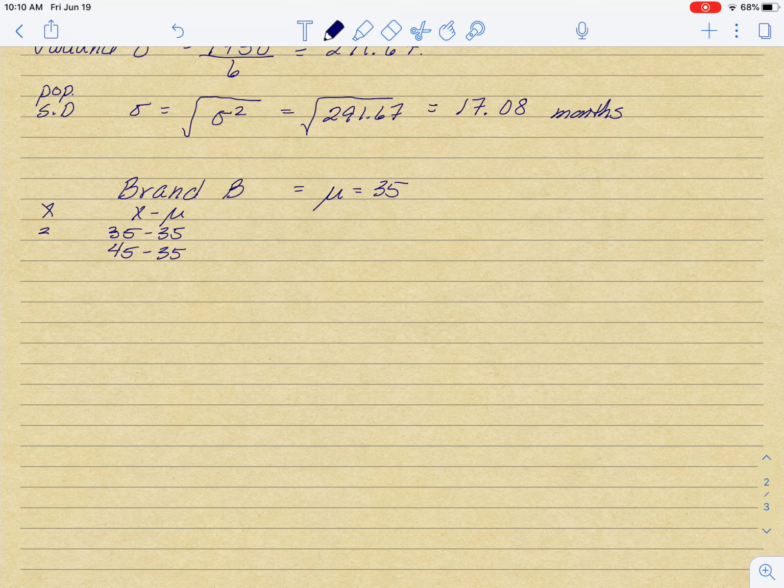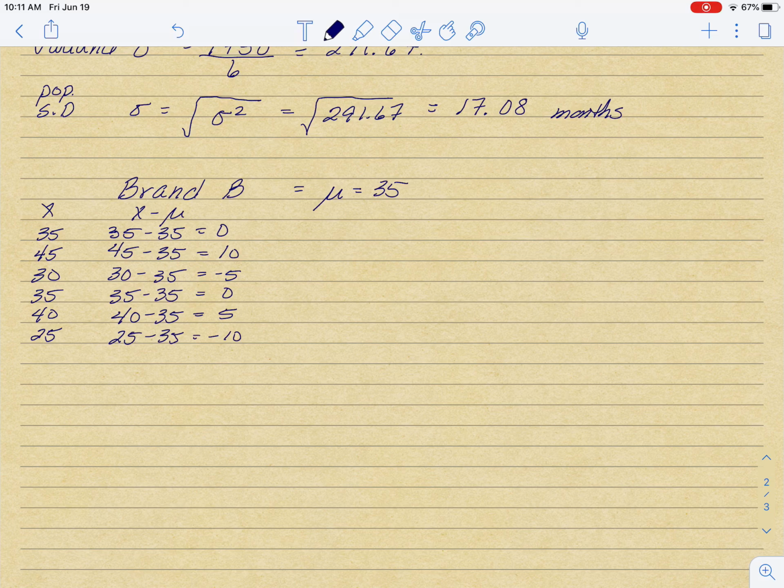So let me write X down for a second. 35, 45, 30, 35, 40, and 25. Okay, so now we're going to go 30 minus 35, 35 minus 35, 40 minus 35, and 25 minus 35. And so those are 0, 10, negative 5, 0, 5, negative 10. And notice again, if I were just to add these values, I would get 0 out.